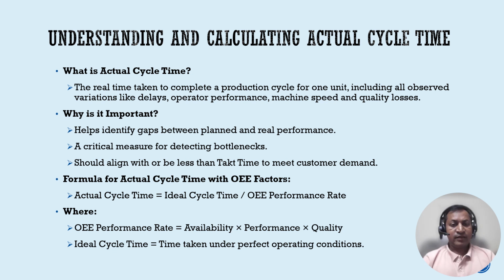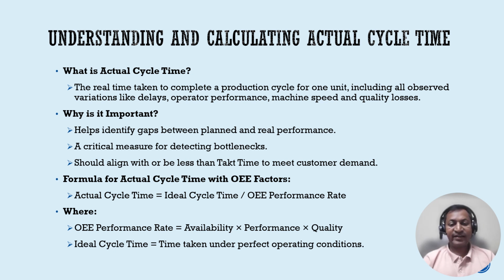Understanding and calculating actual cycle time. What is actual cycle time? Well, it is the real time taken to complete a production cycle for one unit, including all observed variations like delays, operator performance, machine speed, and quality loss. Why is it important? It helps identify gaps between planned and real performance. It is a critical measure for detecting bottlenecks. It should align with or be less than TAKT time to meet customer demand.